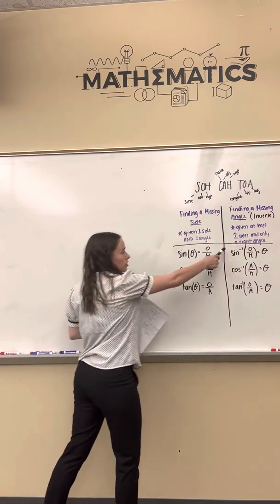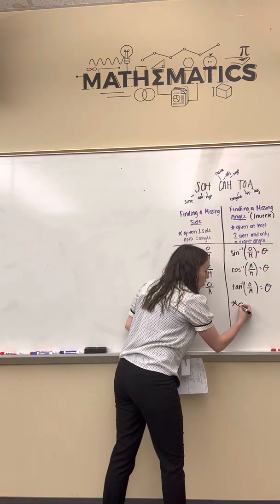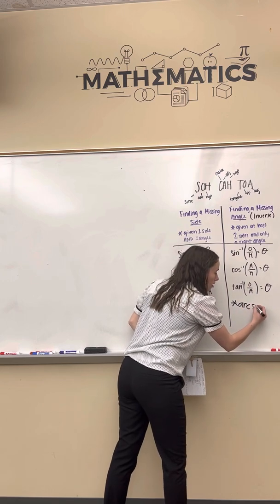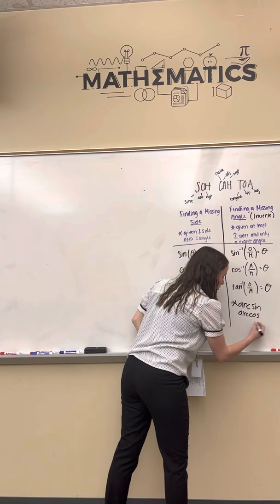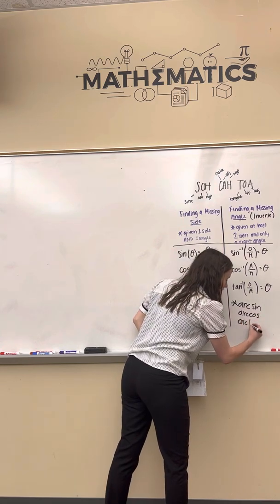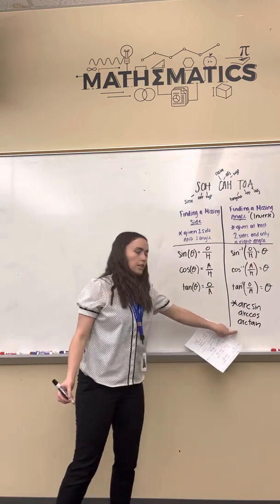And so this is what's called inverse trig. And another way you're going to see that is arc sine, or arc cosine, or arc tangent. They all mean the same thing as these, but Summit tends to write them as arc.